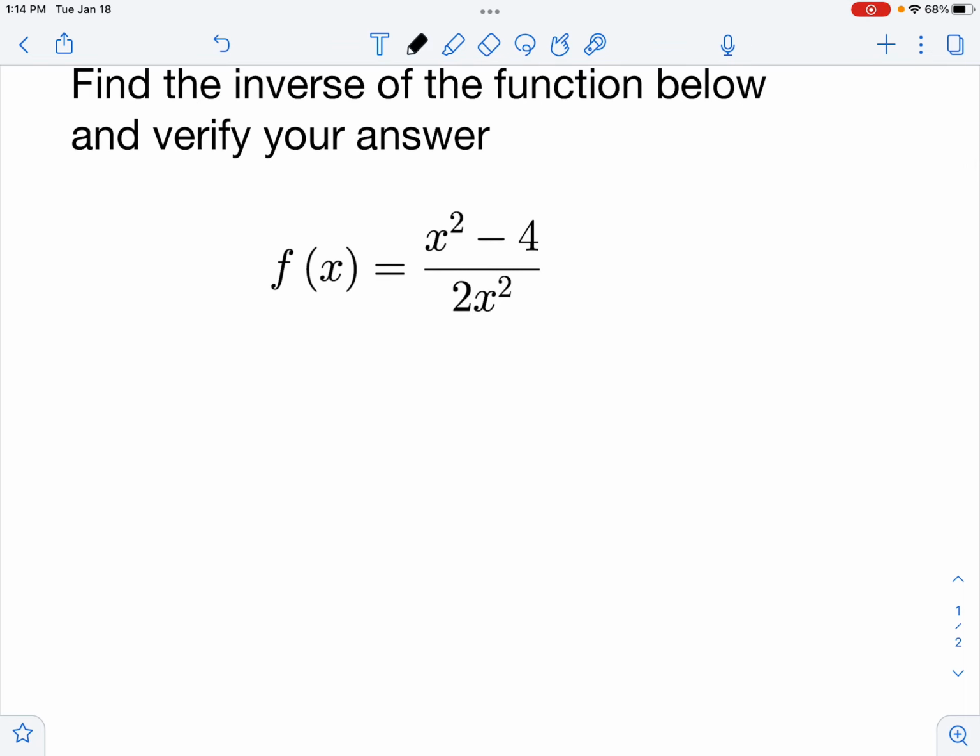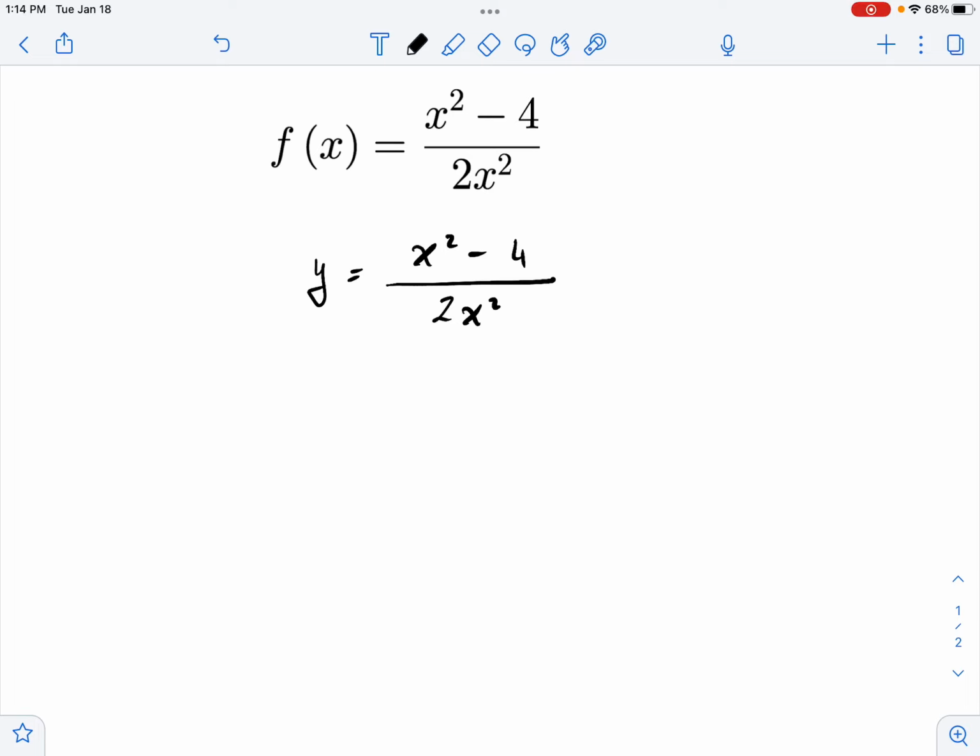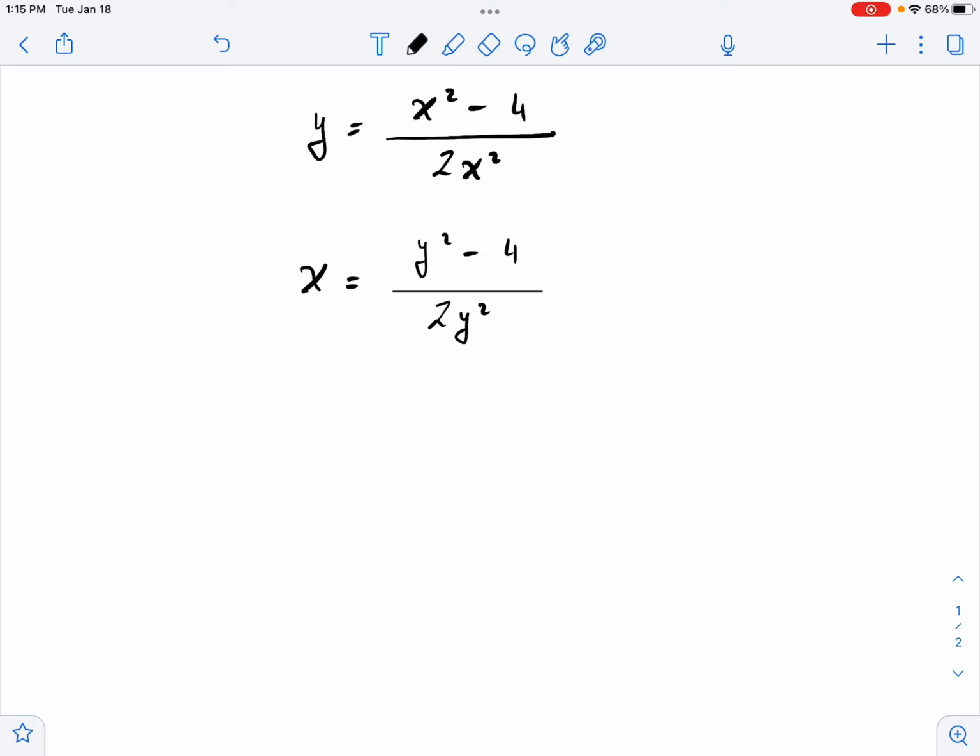And now I simply swap my x and my y's, right? So my y is going to become an x, so I have x equals, and where I had an x in the previous line, I now have a y. So instead of x squared minus 4, I have y squared minus 4 all over 2x squared becomes 2y squared. All right, so I just reverse them, or I swap them if you like. Now what I have to do is I have to solve for y.